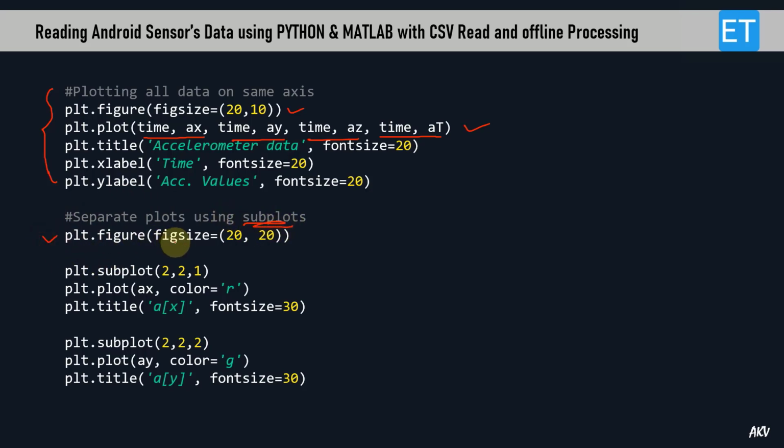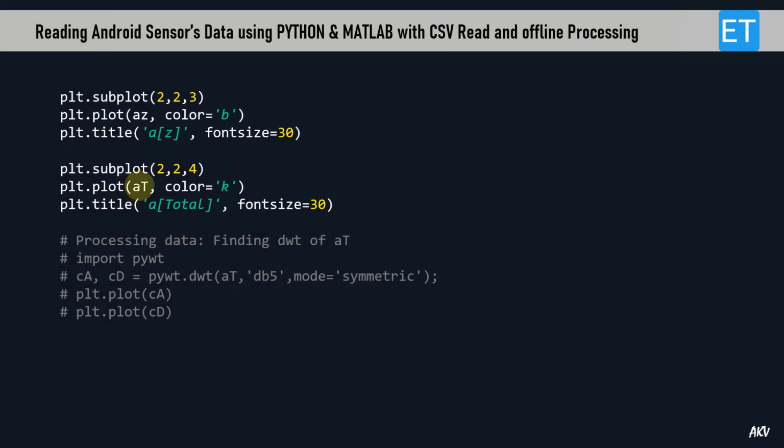So we are initializing one figure, and then this subplot is plotting only the AX data with the red color. Then these lines are plotting the AY data with a green color, and these lines are plotting the AZ data with a blue color, and these lines are plotting the total data AT with a black color. So here you will get a 2 by 2, that means you get 4 figures like this as subplots.